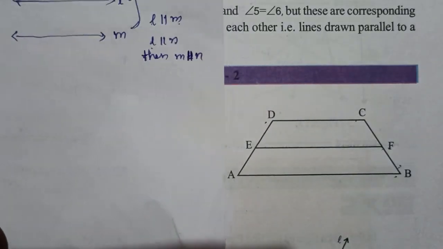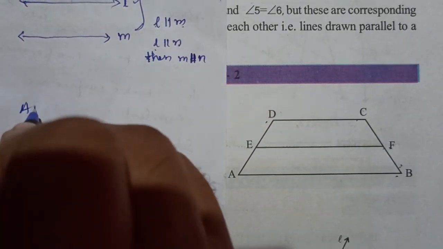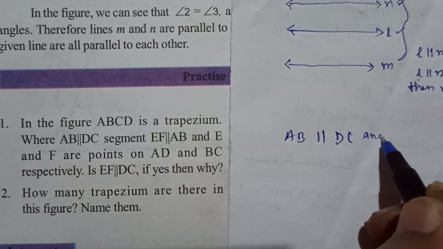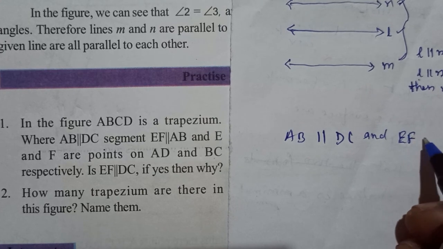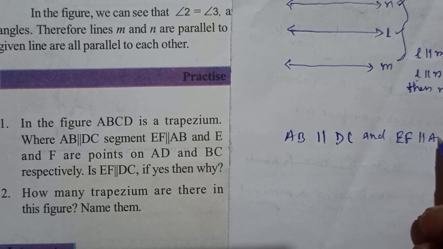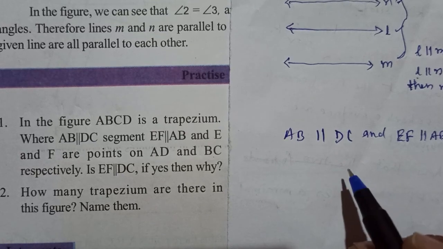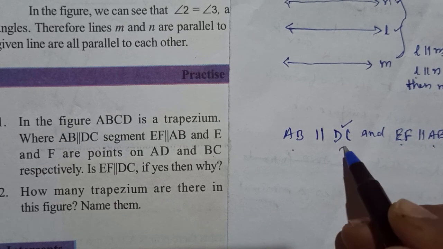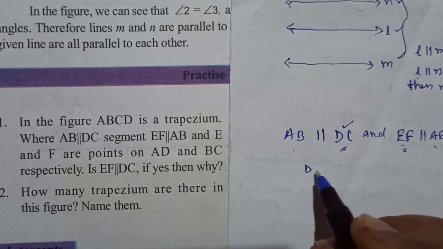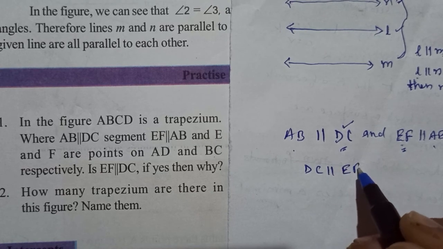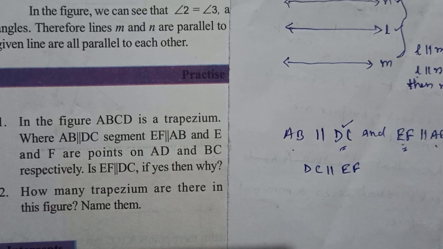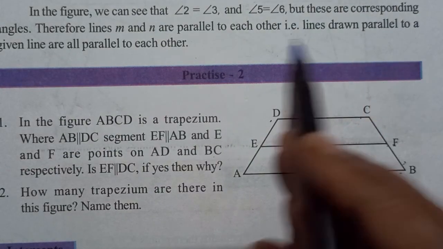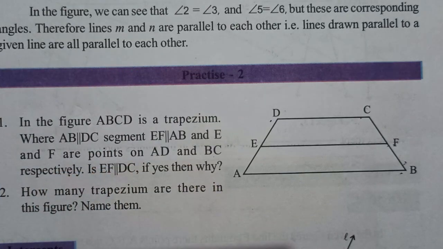Why? Here AB is parallel to DC and EF is parallel to AB. Here DC is parallel to AB and EF is also parallel to AB. Therefore, these two, DC and EF, both are parallel to each other. Reason is lines drawn parallel to a given line are parallel to each other.